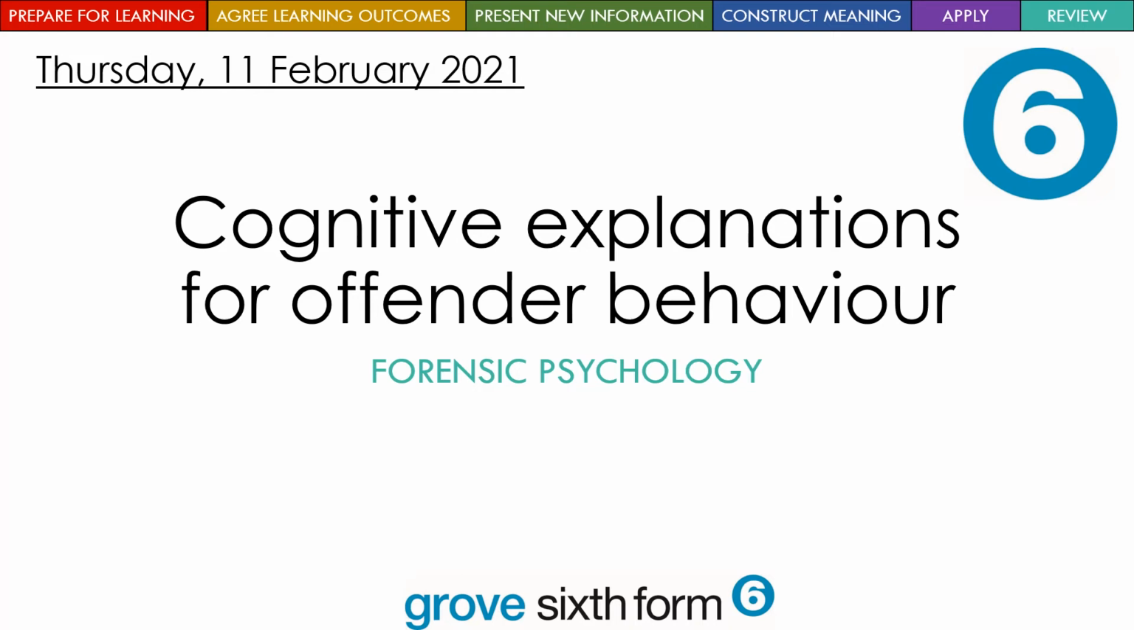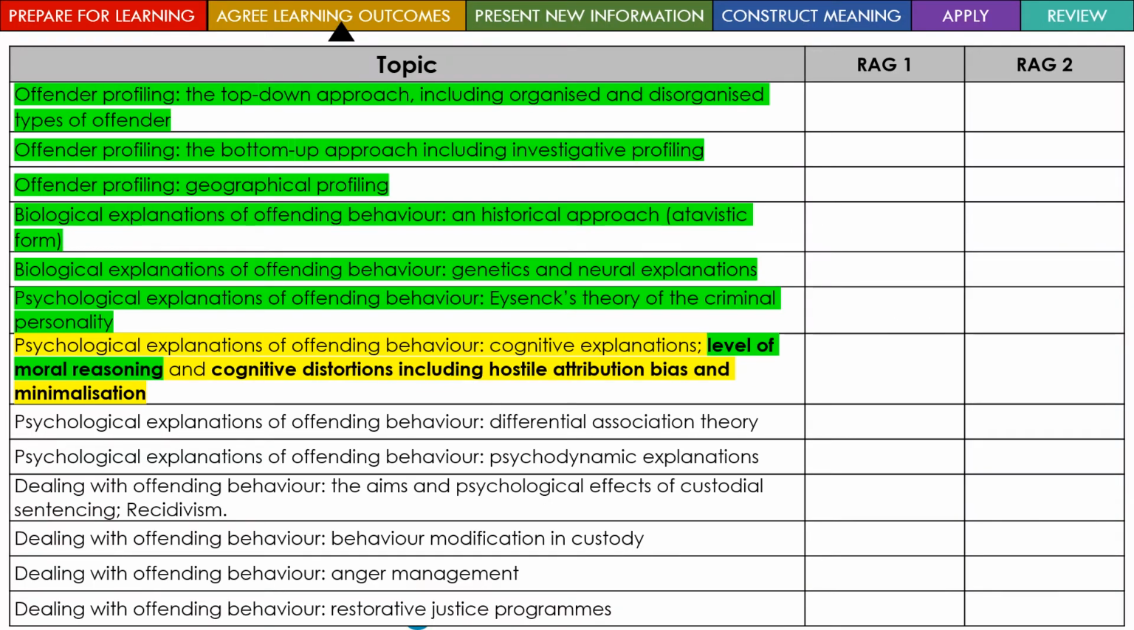In this second video, we're going to continue looking at the cognitive explanations for offender behaviour. Now, if you've not done so already, what I'd recommend you do is make sure that you've finished all of the information on the cognitive explanation of the level of moral reasoning and Kohlberg's theory, and then look at this one as the next one that you come to afterwards.